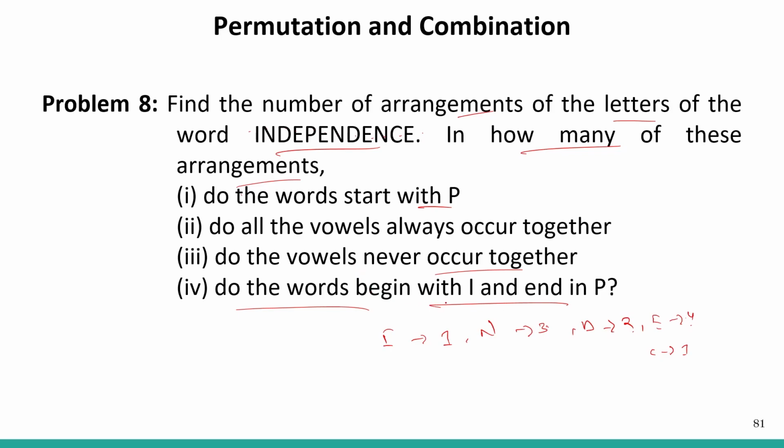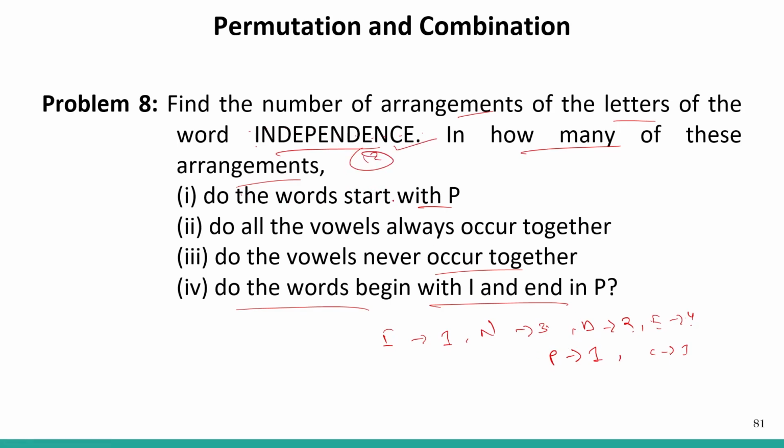I believe we are missing something right here. So I is 1, N is 3, D is twice, and E is 4 times, right? And P is there. Yeah, P is what we are missing. So P is occurring once. So basically there are 12 letters.